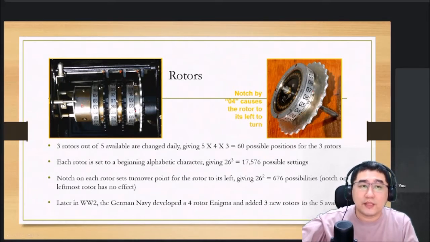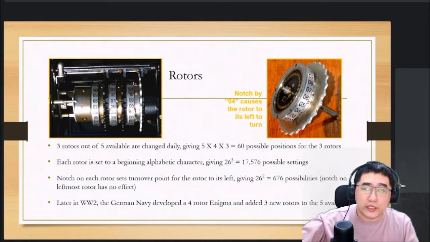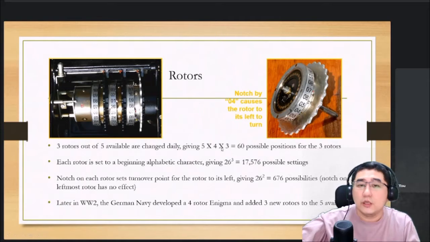If you press the button for the second time, the rotor will rotate another time. Because every time it has been rotated, it can be a 26 order here, another 26 order here, and another 26 order here. Therefore, you have 26 to the power of 3, of 3 different settings.